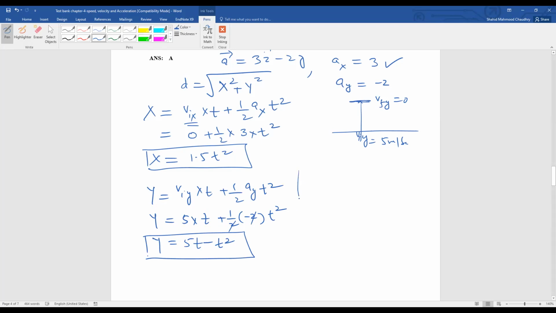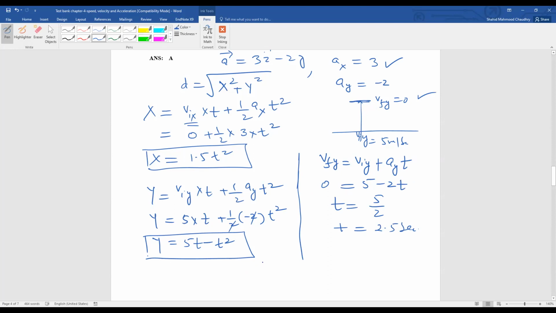So we have x and y expressions, but we don't know the t value. To find t, we apply another equation: Vfy is equal to Viy plus Ay t. Vfy is 0, Viy is 5, Ay is minus 2 into t. So t will be 5 over 2, and t is equal to 2.5 seconds. Now, if we know t, we can find x and y.